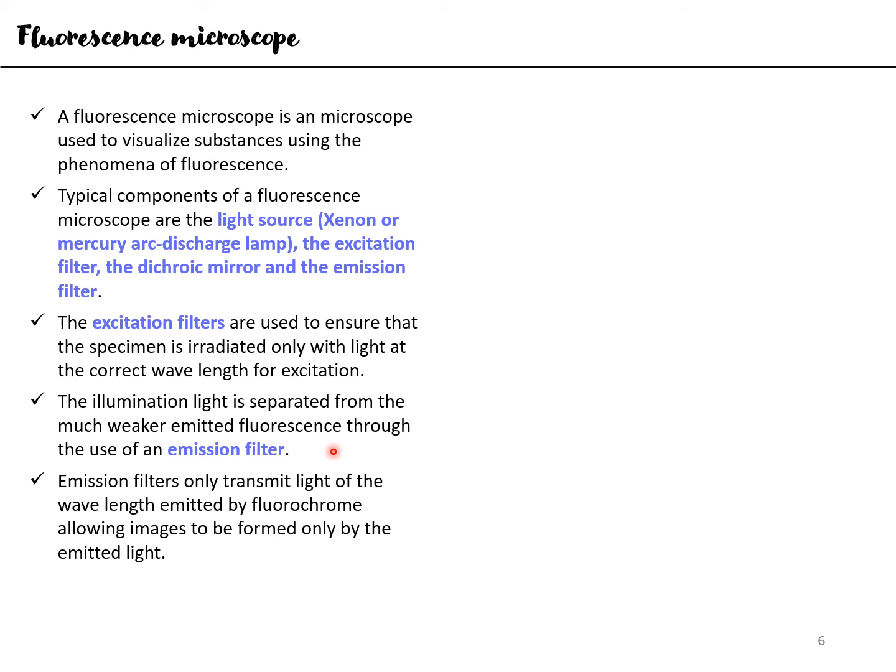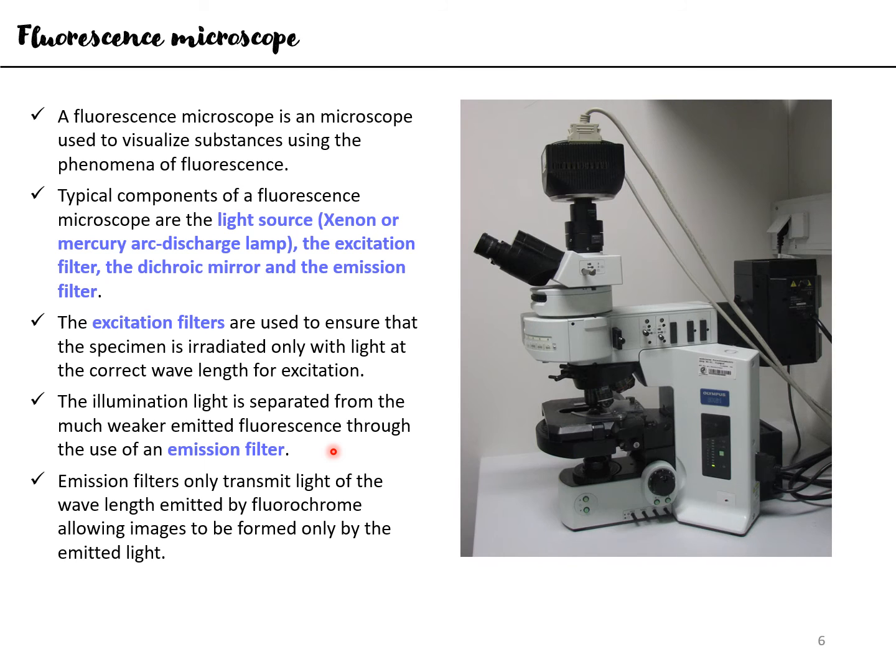So emission filters only transmit light of the wavelength emitted by the fluorochrome, allowing images to be formed only by the emitted light. This is what a typical fluorescence microscope looks like. In the next slide, we will take a look at a ray diagram, which will clear up the pathways taken by the light. But if you briefly look at the fluorescence microscope here, this is the stage where you'll be keeping your sample. It can be in different cell culture dishware like 6-well plates or 24-well plates, or it can be on a glass slide also. You have your eyepiece here, and this is your objective lens, which is placed just on top of the stage.